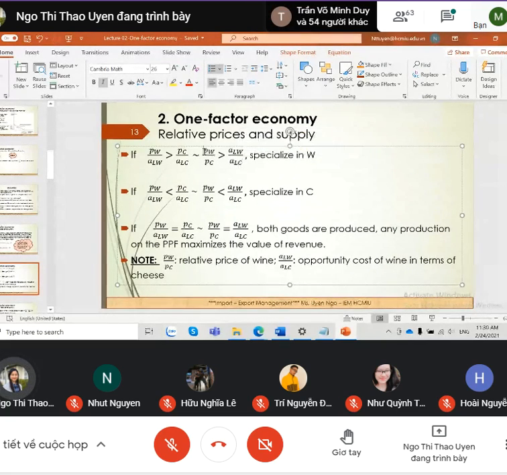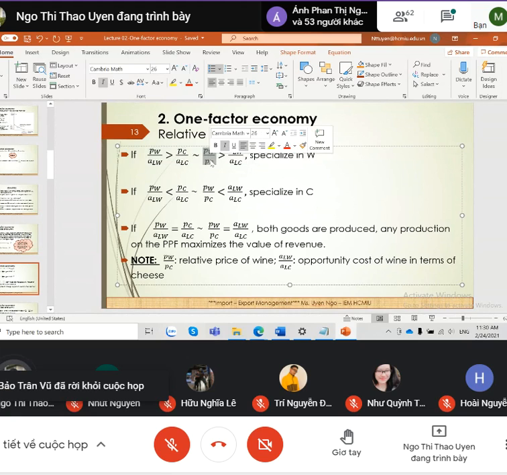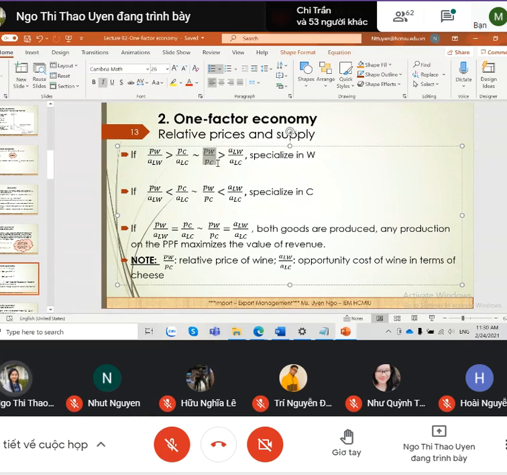So when the relative price of wine is higher than the opportunity cost of wine in terms of cheese, they will produce wine. And in the other case, the case in our example, that is smaller, so they will choose to produce cheese. There's another way that's easier to understand and remember. In the role of the wine manufacturer, price is what they get, what they receive from the market.